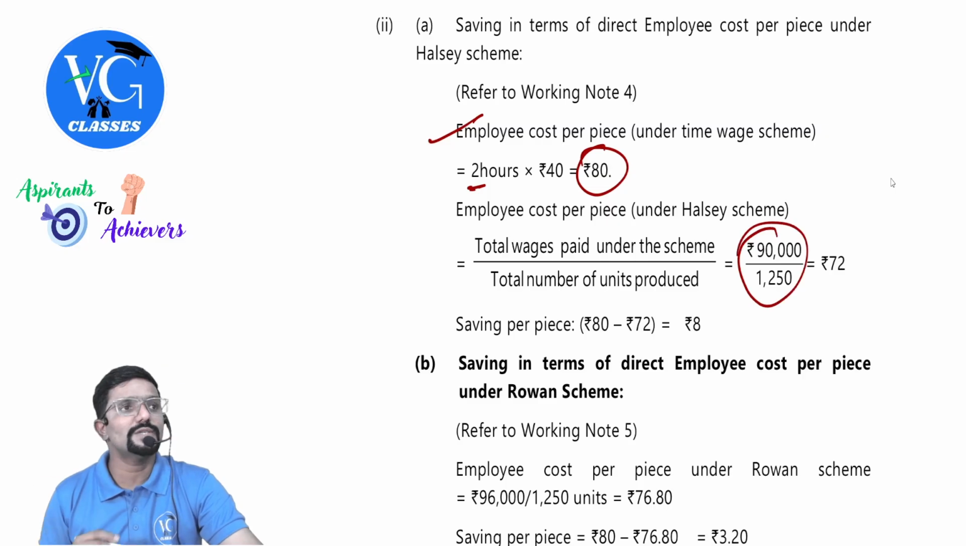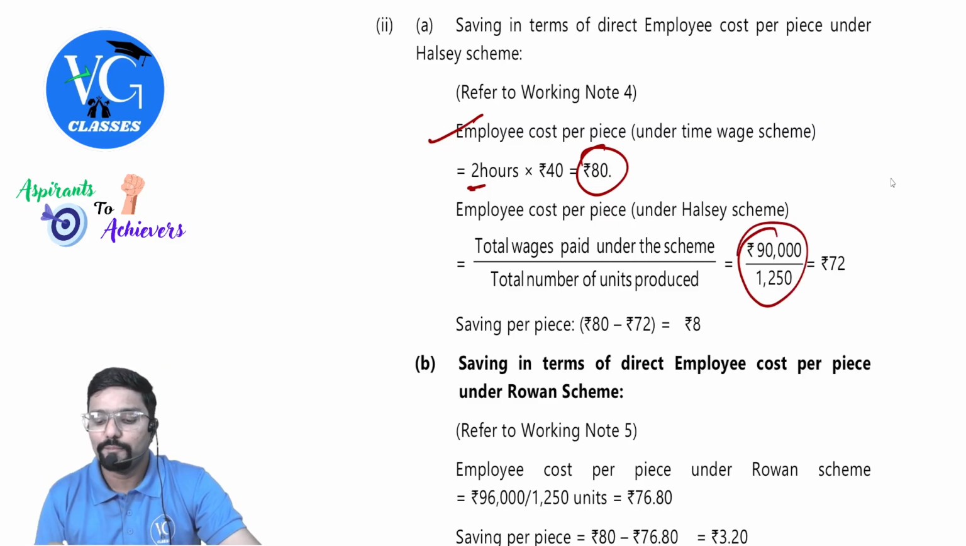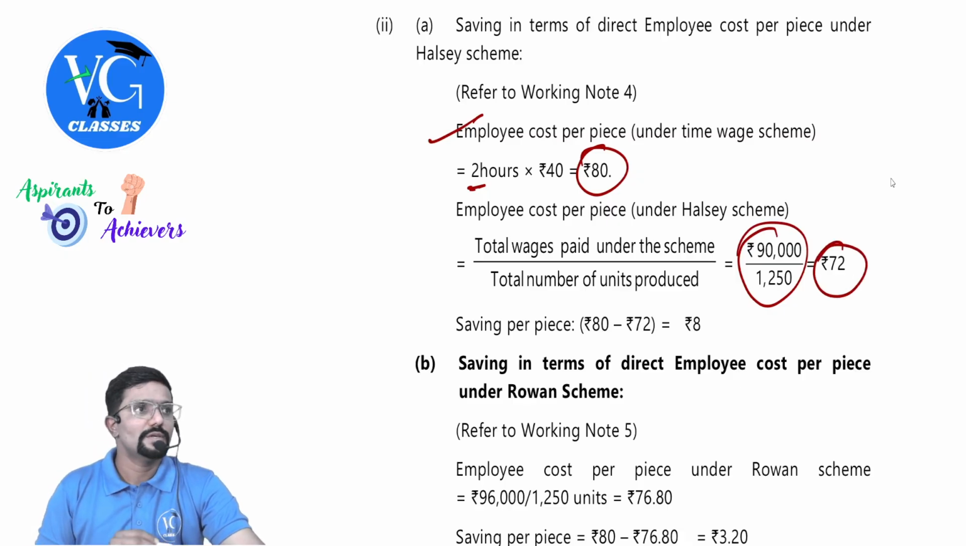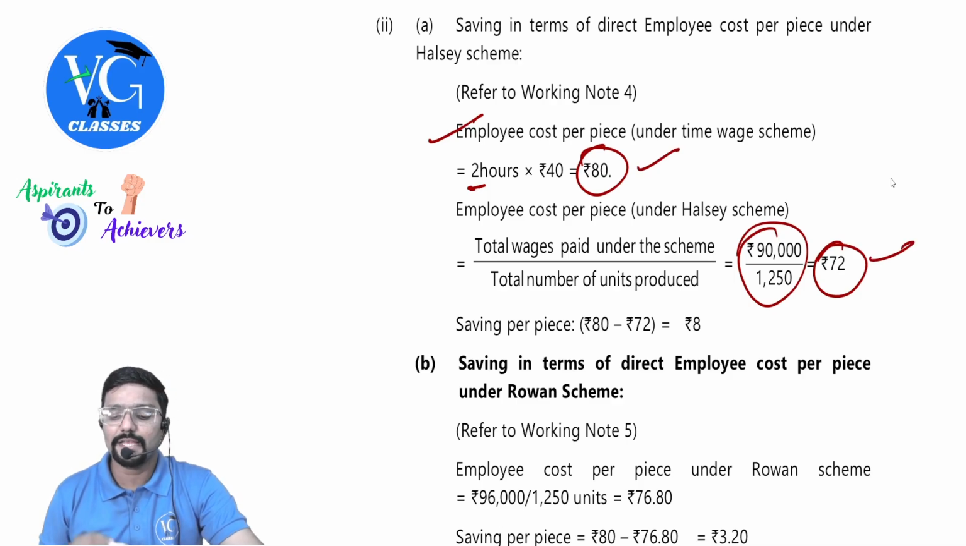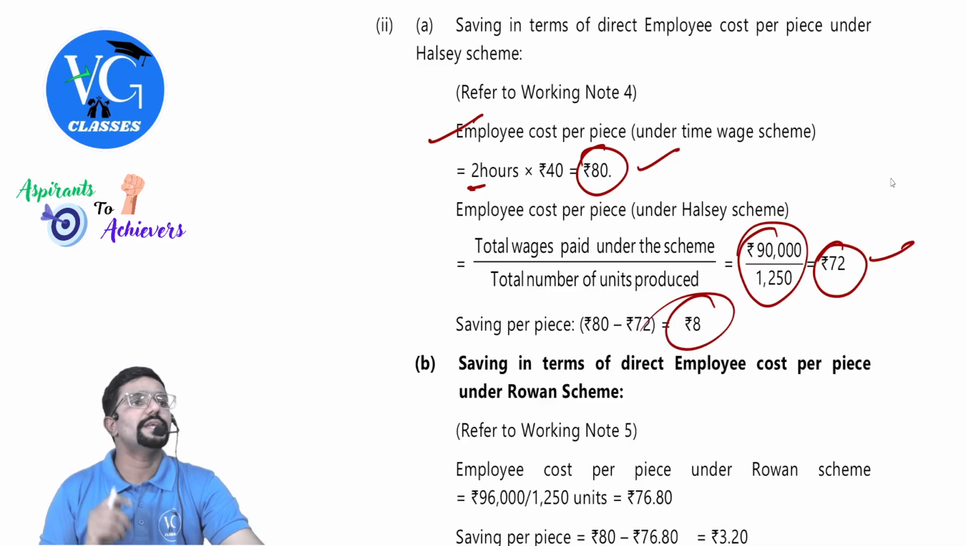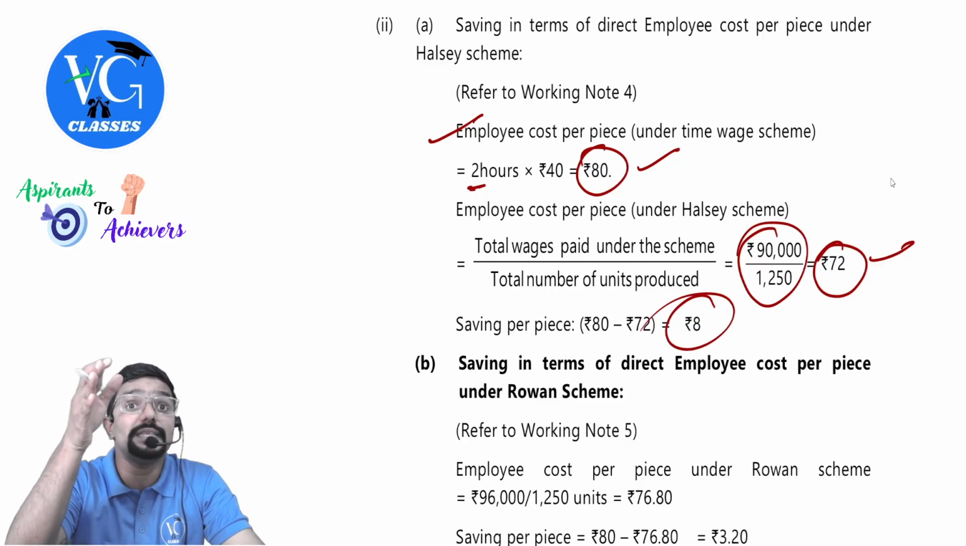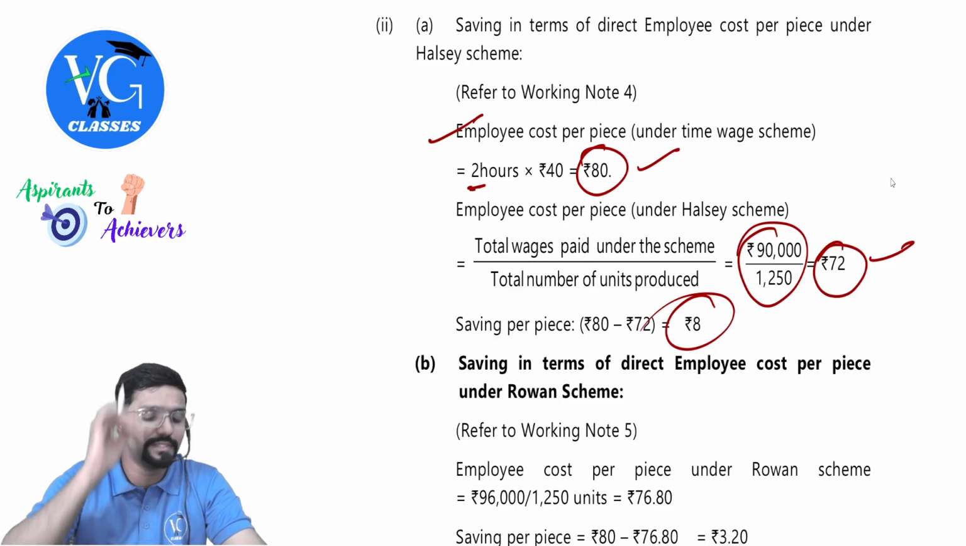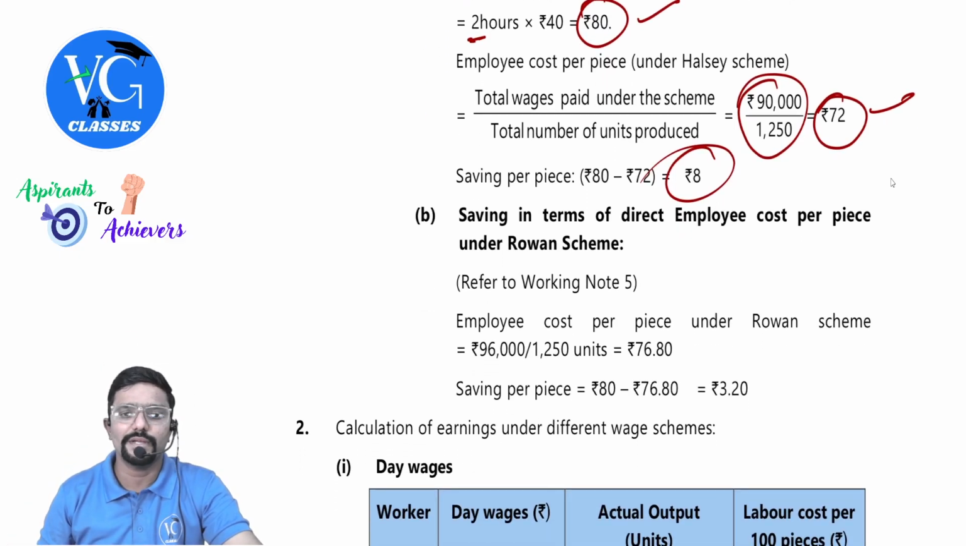Employee cost per piece under ALSE scheme would be how much? 90,000 divided by 1,250, which is actual output. Per unit, not per hour. Per unit, it is 72. If you are paying based on piece, it is 80, whereas as per ALSE scheme, 72. What is the savings? 8 rupees per piece, not per hour. Per piece means per unit, okay?